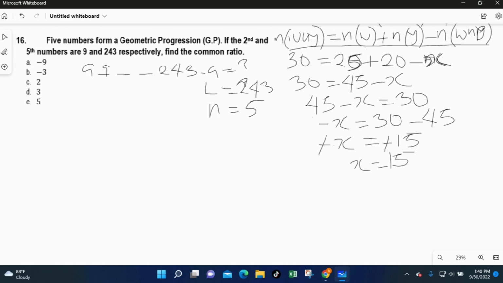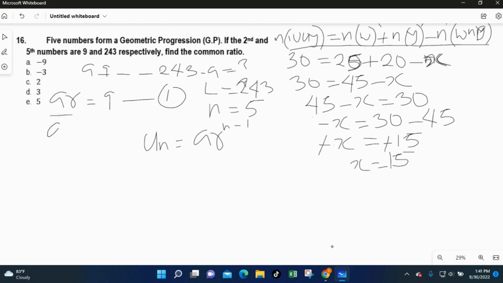Now, the second term of a progression is equal to AR. Remember, the general formula for the nth term of a geometric progression is AR raised to power n minus 1. So if we have the number of terms to be 2, AR raised to power 2 minus 1 will be equal to AR. So the second term will be equal to 9. We'll take that to be equation 1.